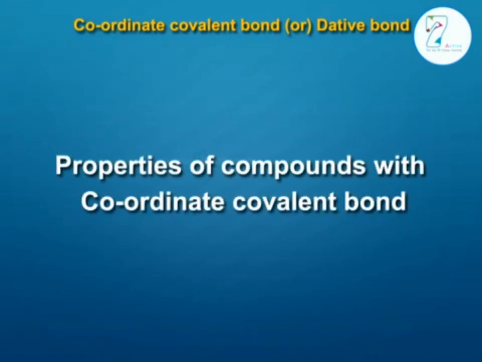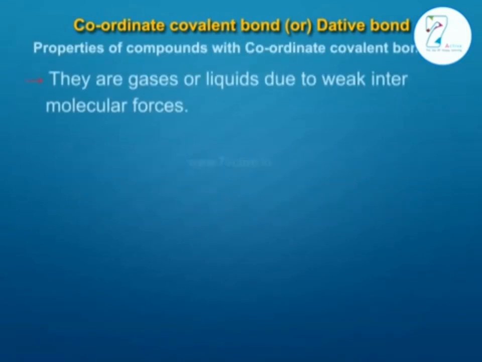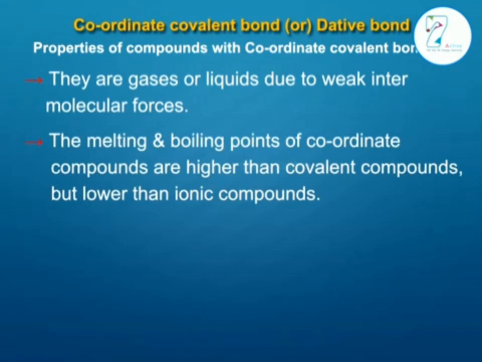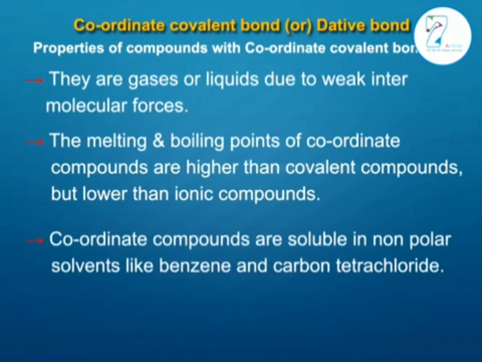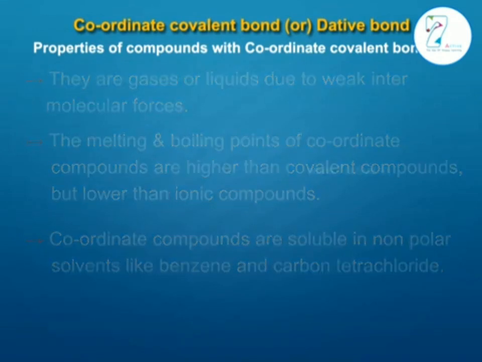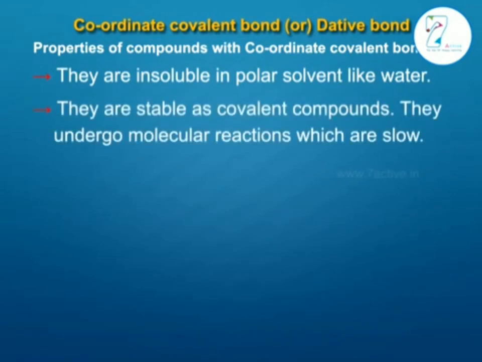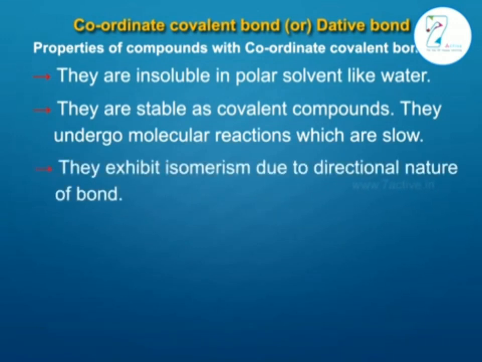Properties of compounds with coordinate covalent bond: they are gases or liquids due to weak intermolecular forces. The melting and boiling points of coordinate compounds are higher than covalent compounds, but lower than ionic compounds. Coordinate compounds are soluble in non-polar solvents like benzene and carbon tetrachloride. They are insoluble in polar solvents like water. They are stable as covalent compounds. They undergo molecular reactions which are slow. They exhibit isomerism due to the directional nature of the bond.